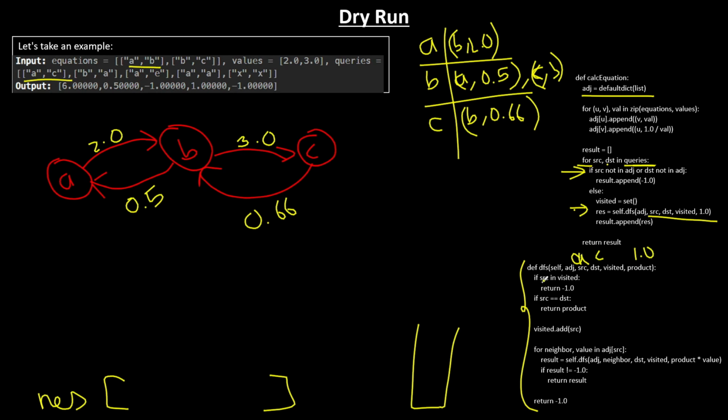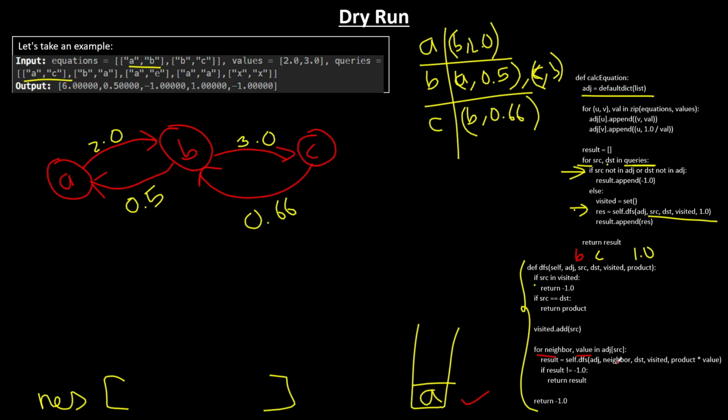Okay. So if source in visited, it is not. So we don't have to worry about it. We don't have to worry about this particular case also. Now we mark this source as visited, A as visited. Then we go for the neighbors of the A. So what we get for the neighbor of the A, we got B, right? So B is passed as source now.